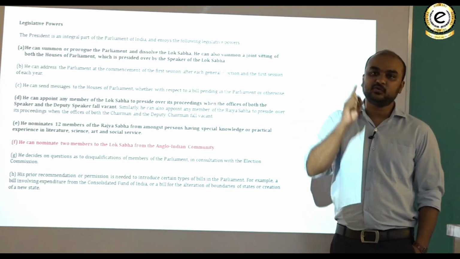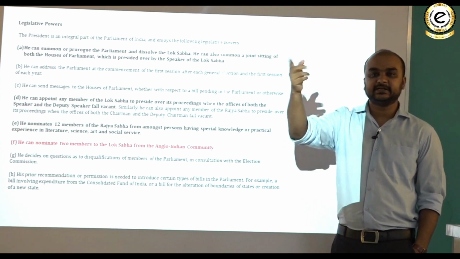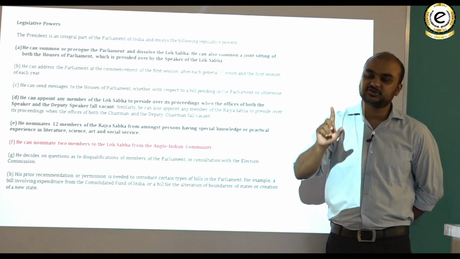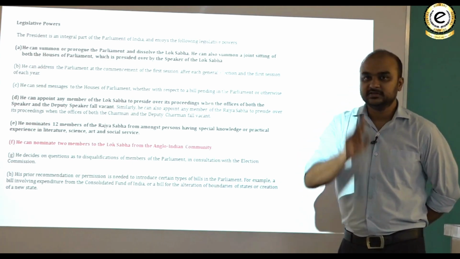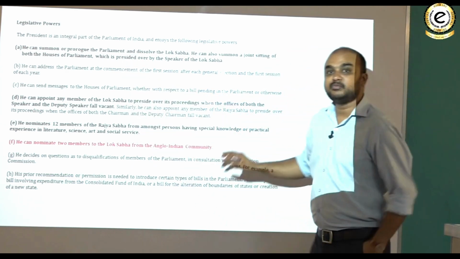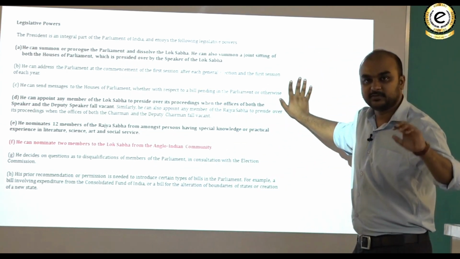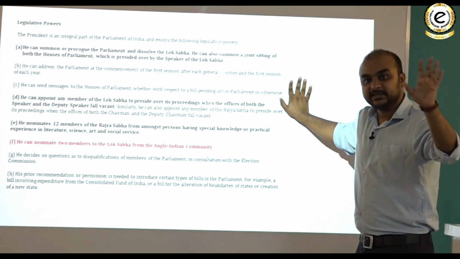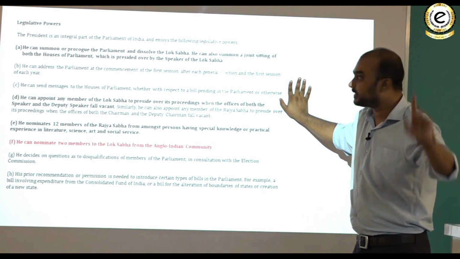Dissolution is possible only with respect to the directly elected chamber, because the Council of States is a permanent chamber. So the popular chamber, the Lok Sabha, is the only one subject to dissolution. Now, look here: adjournment is done by the presiding officer of the House, but summoning, prorogation and dissolution of the popular chamber is the exclusive power of the President of India.